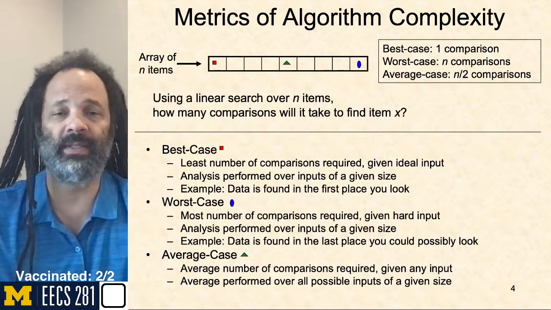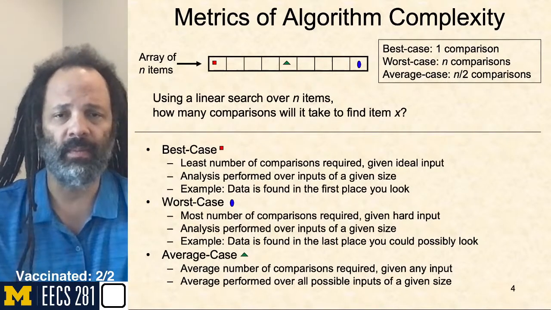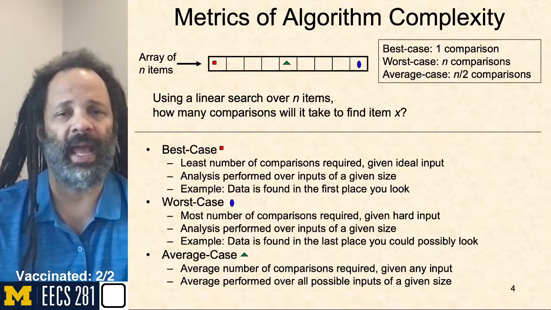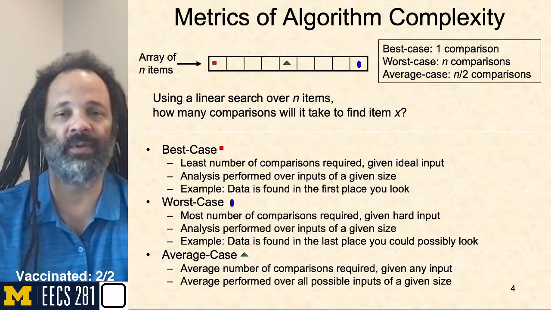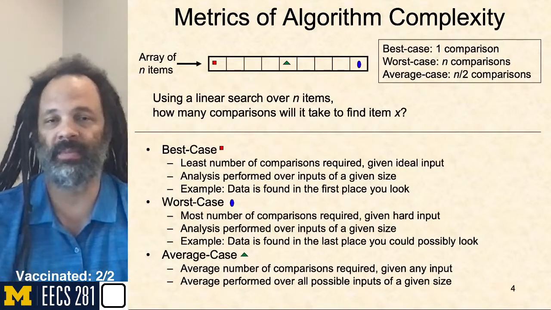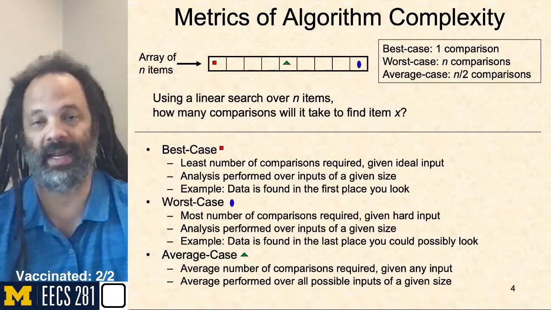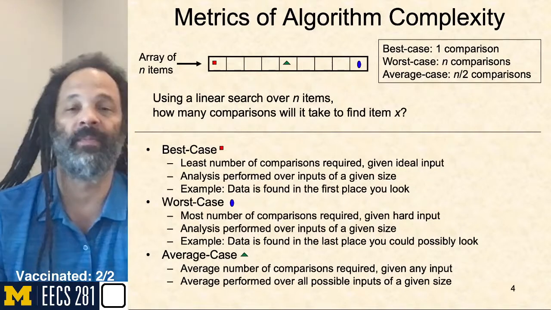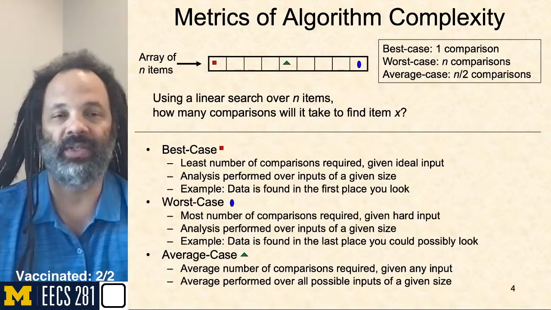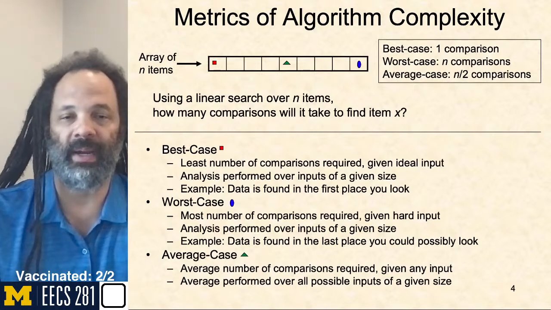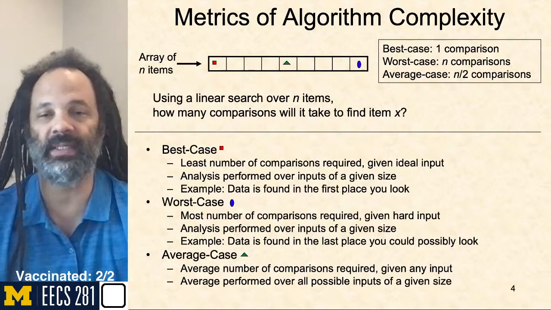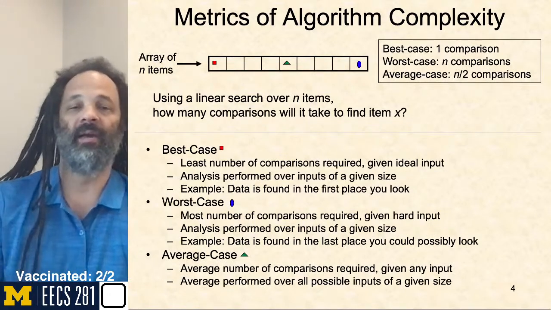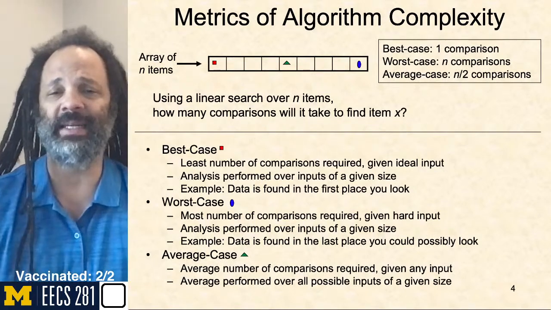On average, we're going to get somewhere around the middle. The green triangle there is in the middle, and that's about the amount of work we're going to do on average. Sometimes it's a few spots before the green triangle, sometimes it's a few spots after, sometimes it's a lot of spots before, sometimes it's a lot of spots after. But our average case is this n over 2 comparisons. So you can think of the best case as having the least number of comparisons, or the least amount of work to be done. You're given some ideal input.